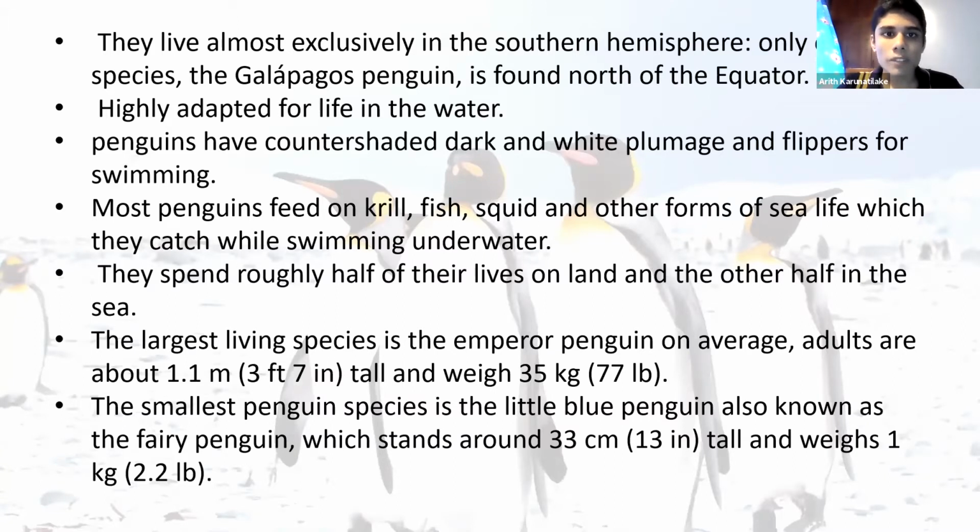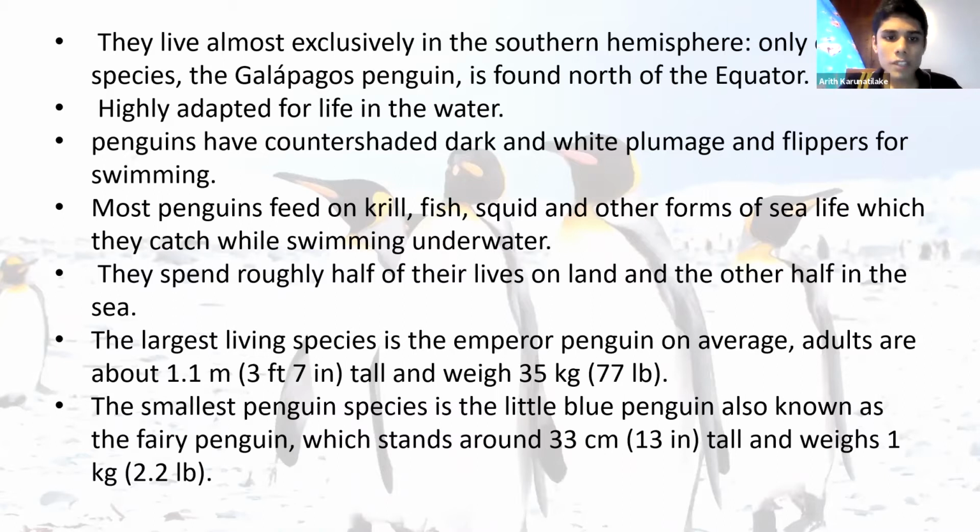They are highly adapted for life in the water. Penguins have counter-shaded dark and white plumage and flippers. It helps them to swim faster. Most penguins feed on krill, fish, squid, and other forms of sea life, which they catch while swimming underwater. They spend roughly half of their lives on land and the other half in the sea.